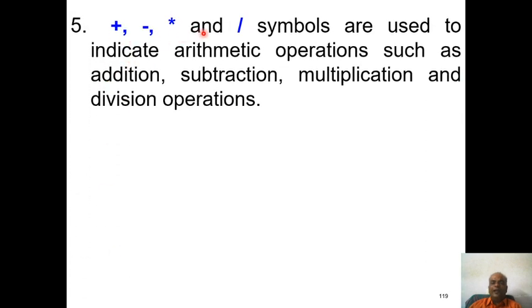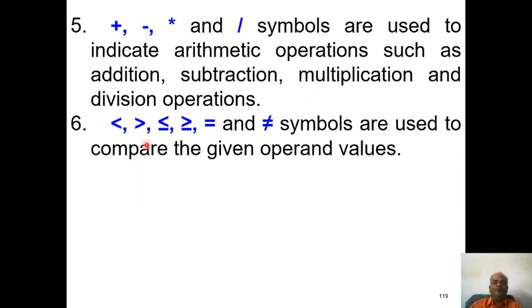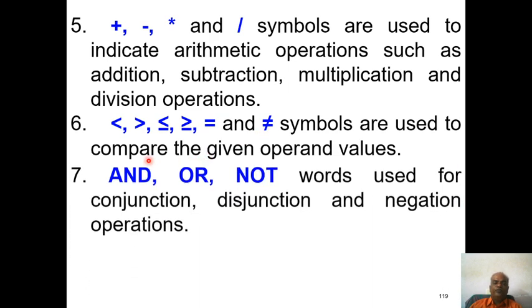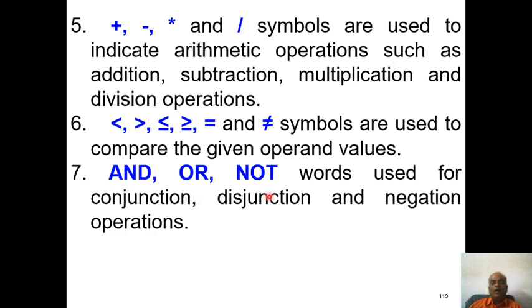Plus, minus, star and div symbols are used to indicate arithmetic operators like addition, subtraction, multiplication, division. The other symbols like less than, greater than, less than or equal to, greater than or equal to, not equal to, are used to compare the given operand values. Next, and, or, not are used for the conjunction, disjunction and negation operators. These are the logical operators. You can use all these.